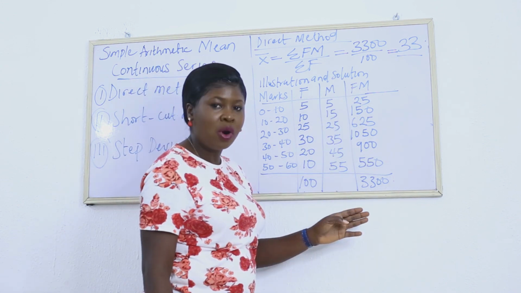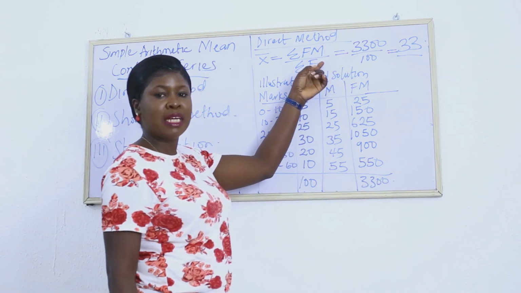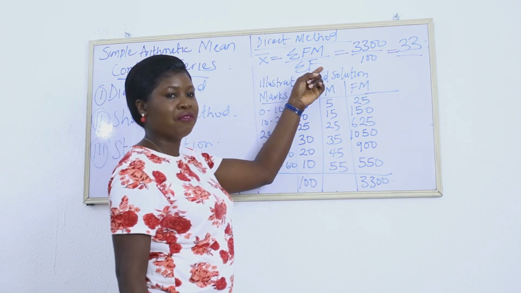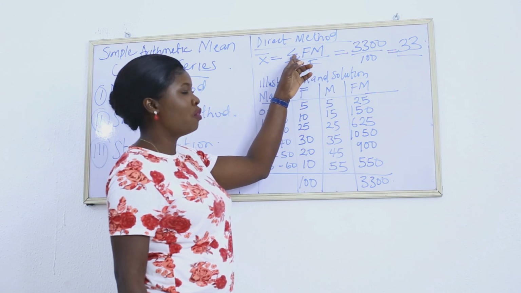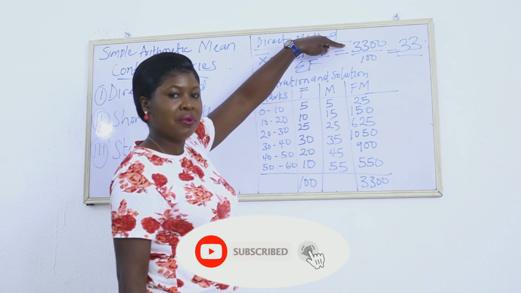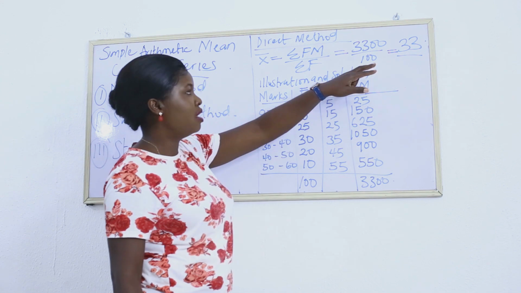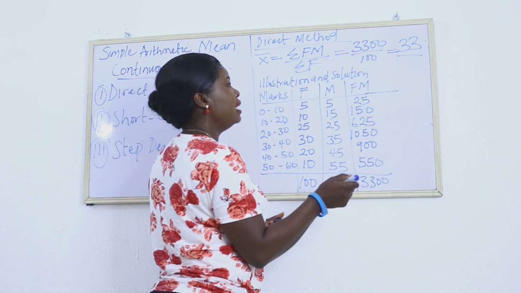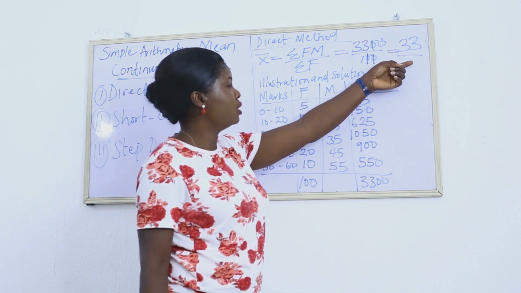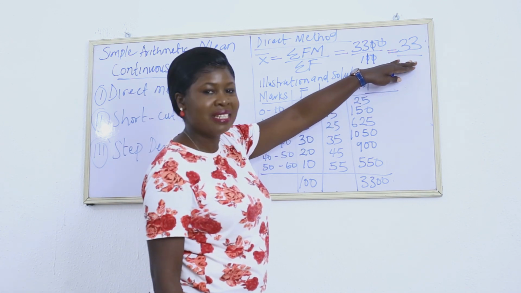Then adding up all this, we have 3,300. Bringing it back into the formula, summation fx is summation fm all over summation f, and the total summation fm on the board is 3,300. I've written it down: 3,300 divided by the frequency, which is 100. If I cancel out these zeros, what will the value be? Our average, or a value that represents the entire data, is what?